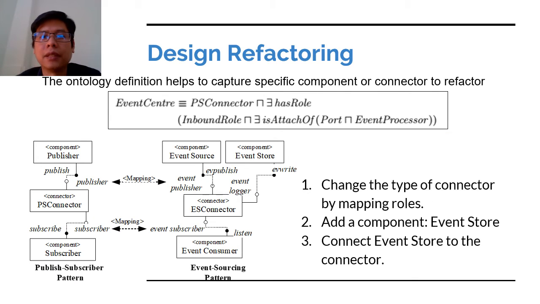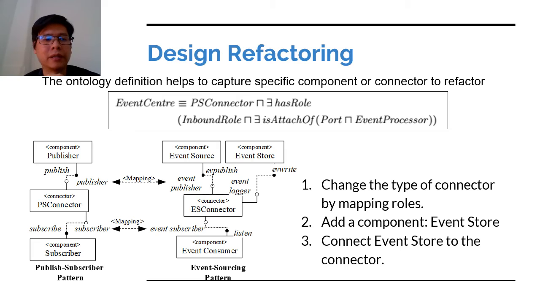To refactor the design, we define a rule that consists of two parts. The first part is ontology definition, which describes what design element is to be refactored. And the second part is a step to refactor the design. For example, this is a rule for the event sourcing pattern. What it does is convert the publish subscribe into the event sourcing.